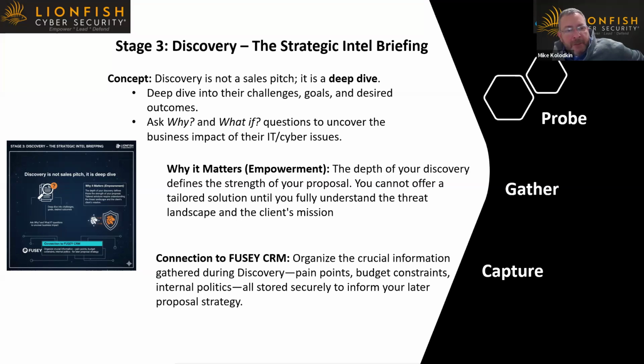The depth of your discovery defines the strength of your proposal. This is the area where you look to ask and find the information, but this is also an opportunity where you could put landmines in for your competitors. And I would urge you, when you get this information and you're walking away from a meeting, what do you do with those notes that you've captured?